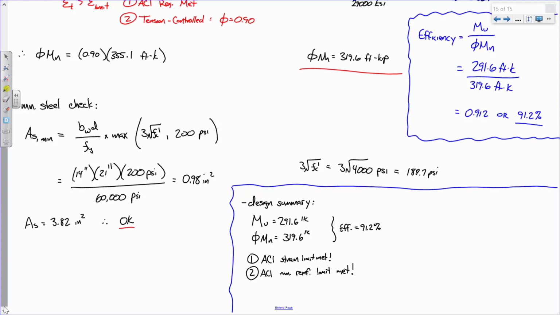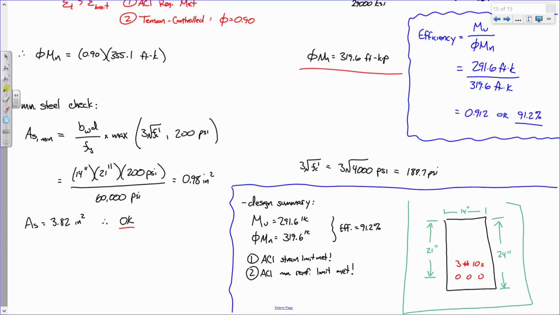And so what is the answer? Here's the answer. The answer is use a beam with 3 number 10s. This dimension 21 inches. This dimension is 24 inches. This dimension is 14. And that's what the problem said. Design the beam. Boom, there's the design. If this is going to be installed in a building and those are the loads on it, that's what you tell the contractor to build.